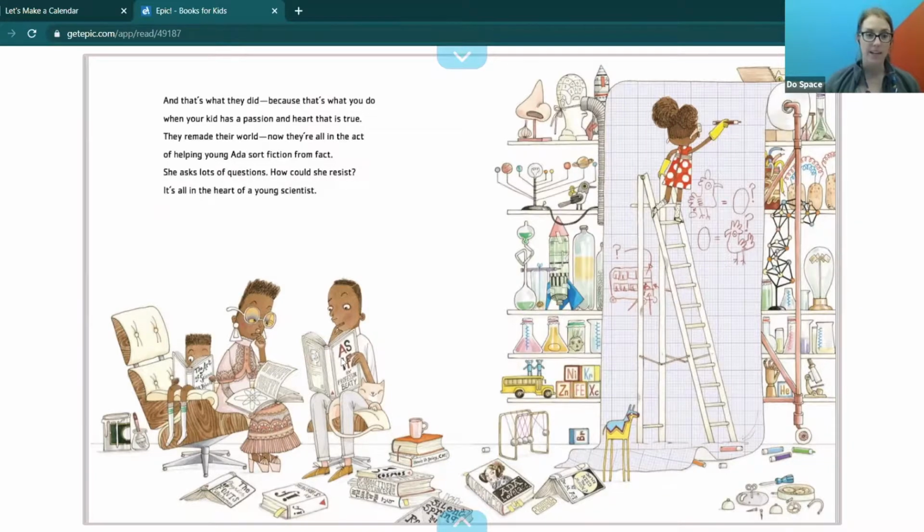So now, instead of maybe being mad at her problems, they're going to help her out. They're going to help her figure out what the solution to the problem is.